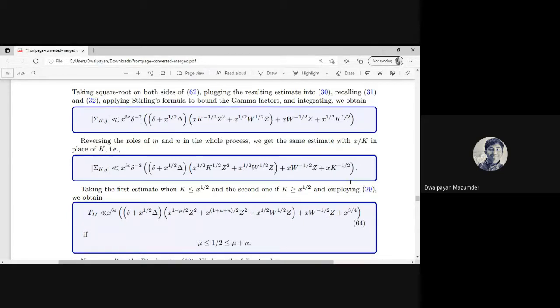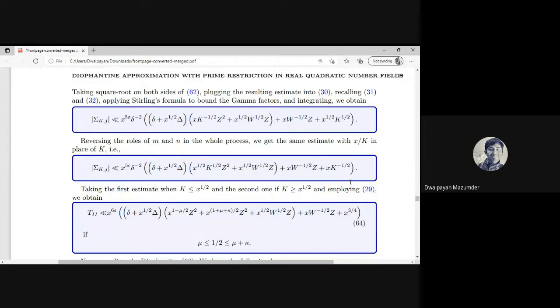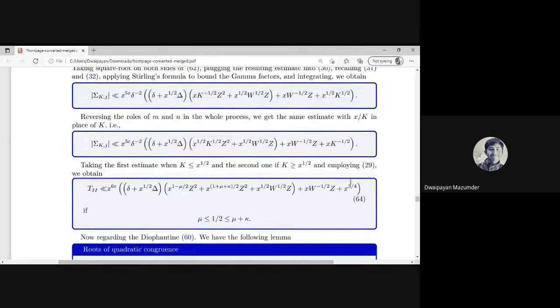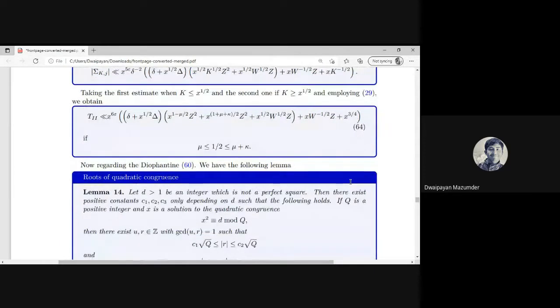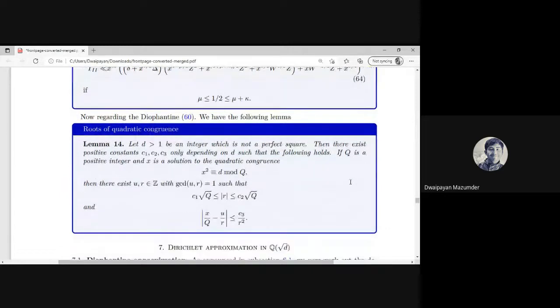And after that, if you use this reversal of roles, that is, in place of m you put n, and in place of n you put m, then you will get an estimate of x by k in place of k. And we will always choose the minimum one, and ultimately with this mu and kappa satisfying this relation, we will get 64. Exactly, this is the lemma.